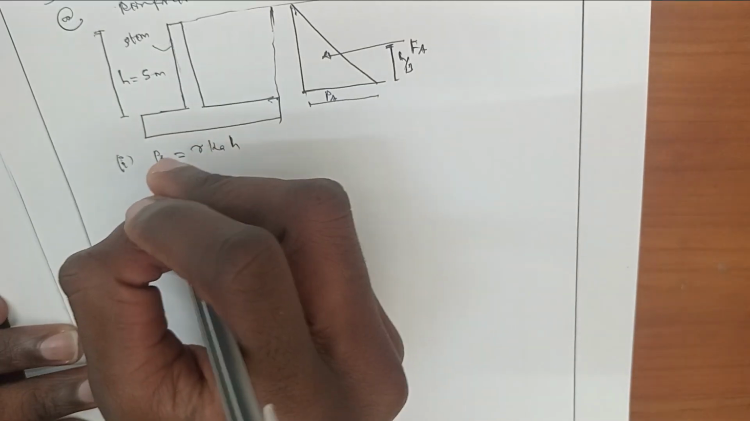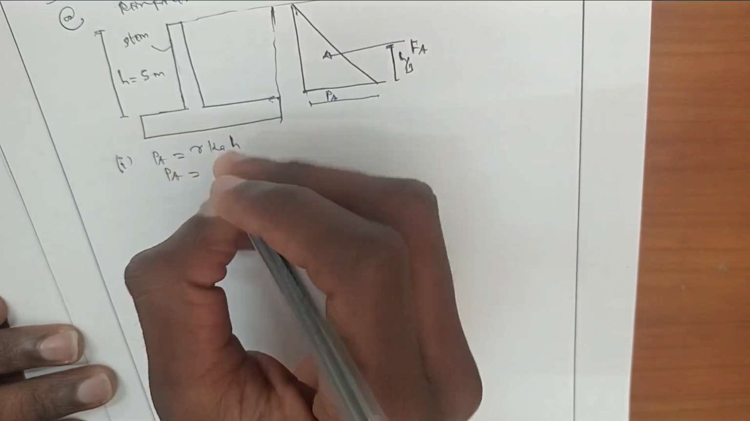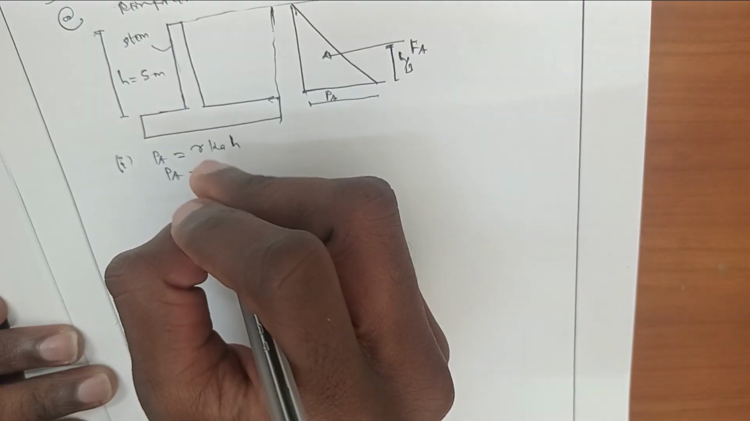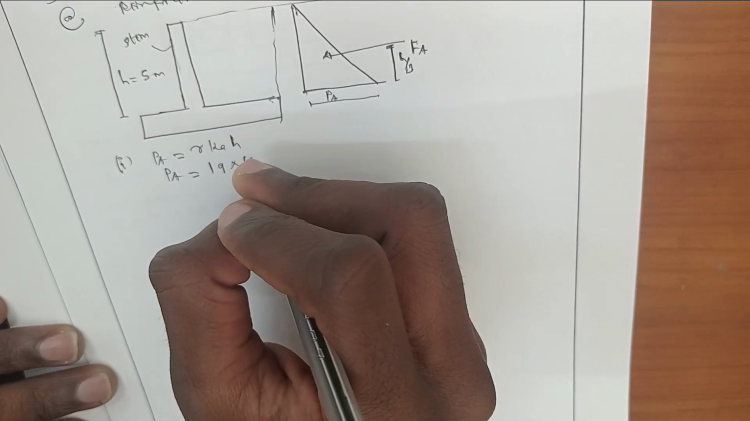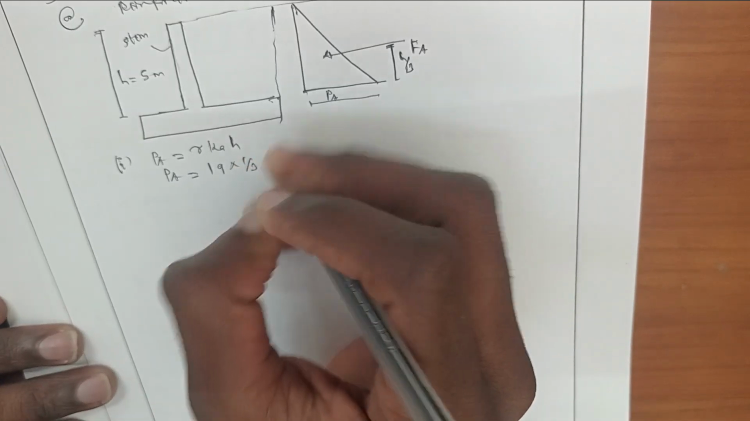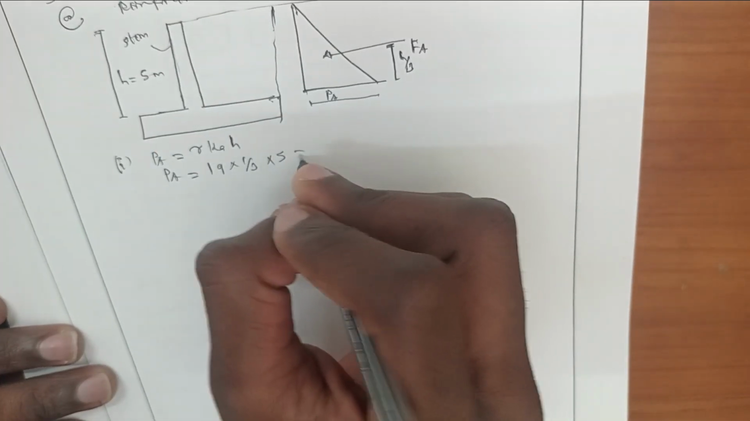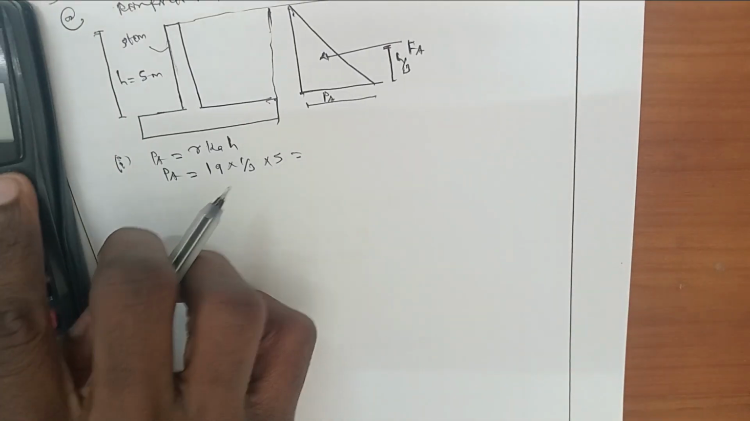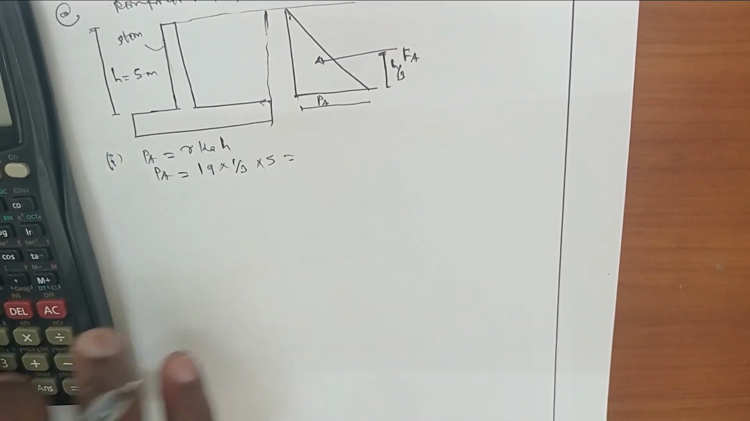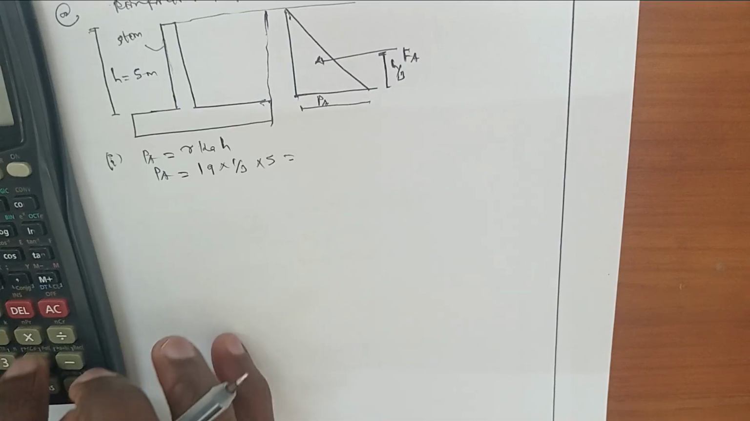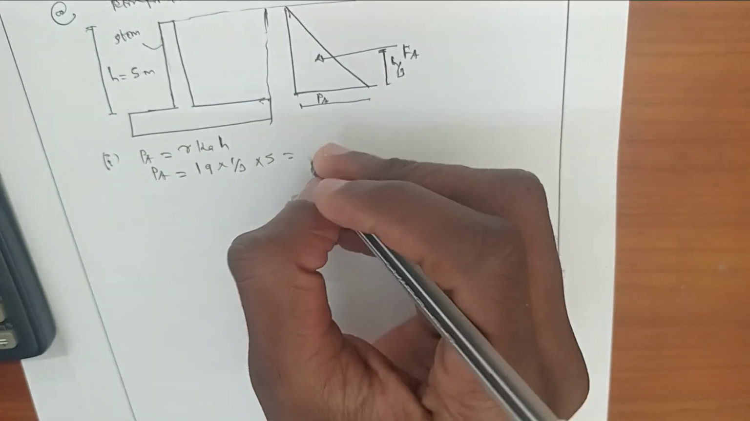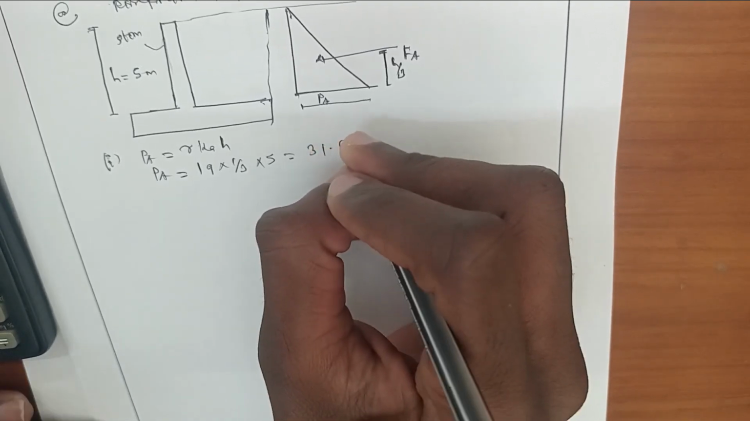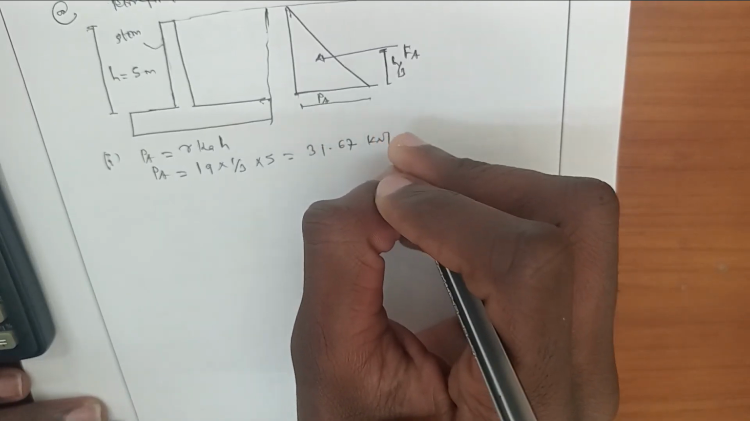Now active pressure will be equal to unit weight of soil times coefficient of active pressure, which is 1 over 3, times H of the stem, which is 5. It will be equal to 19 times 1 over 3 times 5. It will be equal to 31.67. This is kilonewton per meter square.